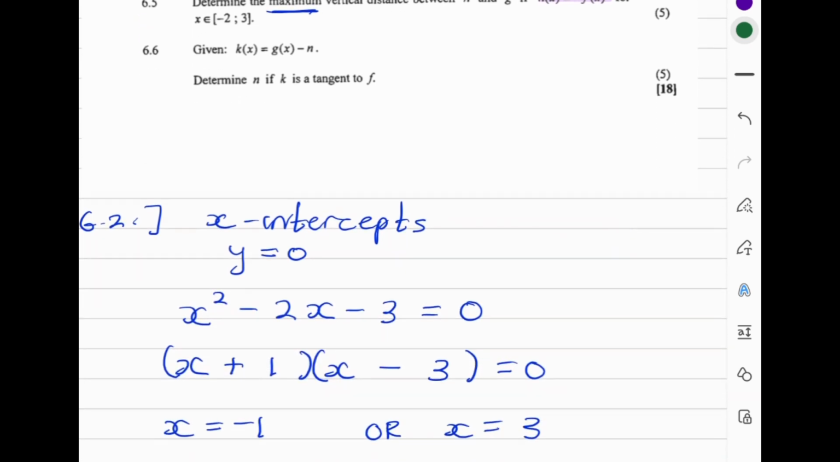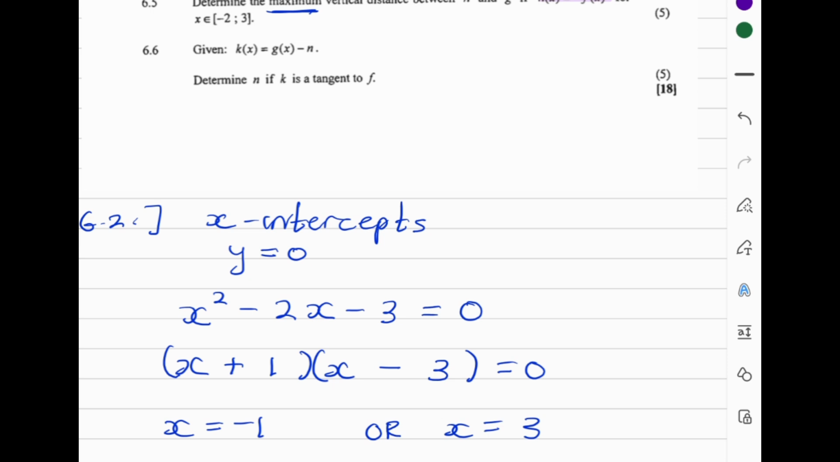And then 6.6 wants, okay, they are saying that given k of x is equal to g of x minus n, determine n if k is a tangent to f. Now remember that a tangent is a line that only touches the graph once, right?